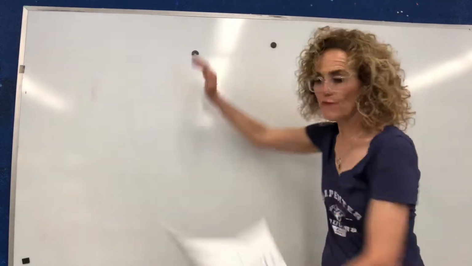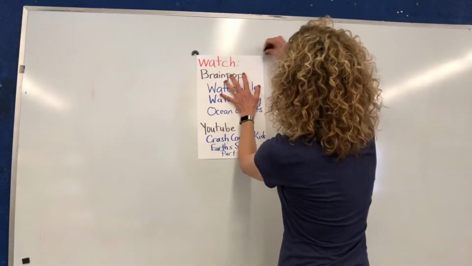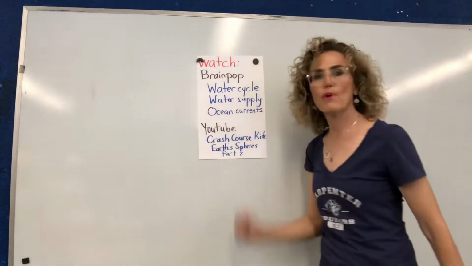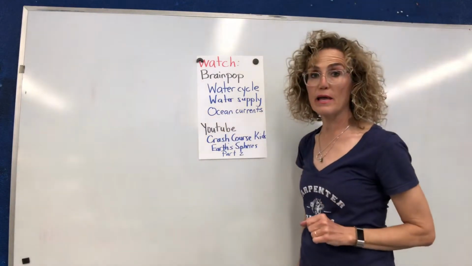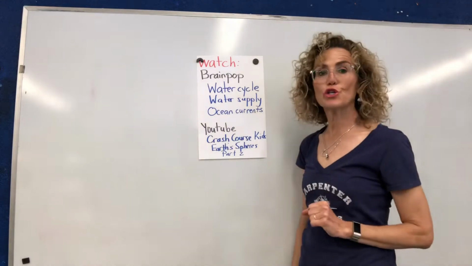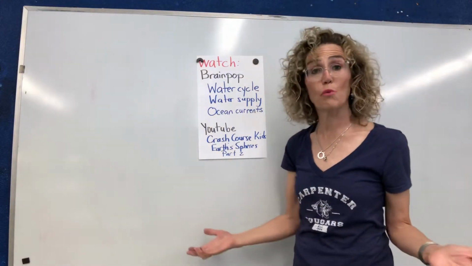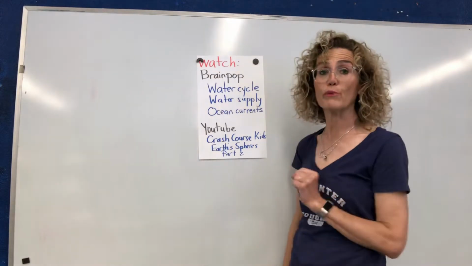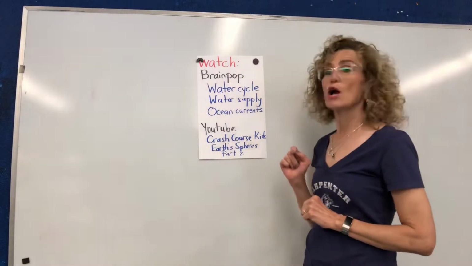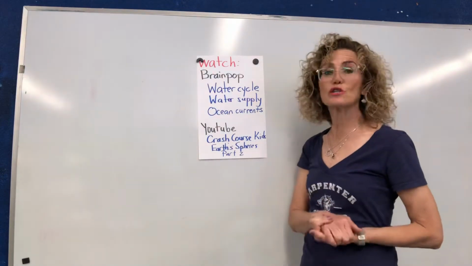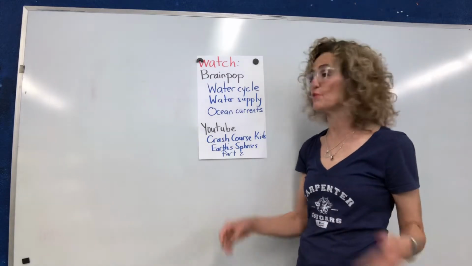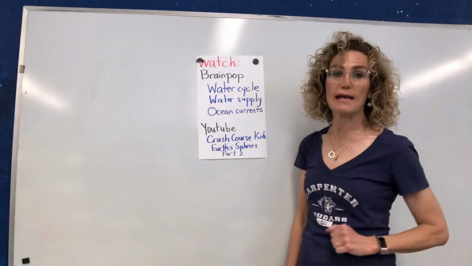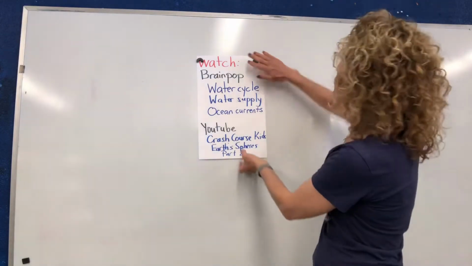All right, before we go any further, I want you to do a few things for me. Make sure that you watch these Brain Pops. On Brain Pop, I want you to watch the water cycle video, the water supply video, and the one on ocean currents. There are some additional videos that you're welcome to watch, but I'm asking you to make sure that you watch all three of those. In addition, could you please go to YouTube to the Crash Course Kids Earth Spheres Part 2. You probably already watched it for the atmosphere video. If you want to watch it again, you can, but make sure that you have seen that for both the atmosphere and the hydrosphere projects, okay?